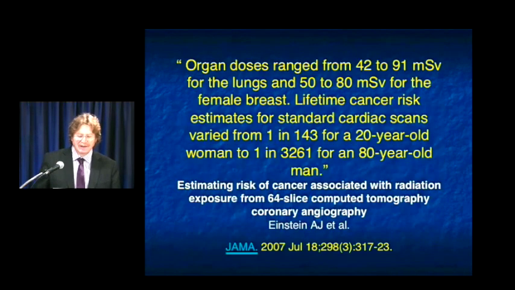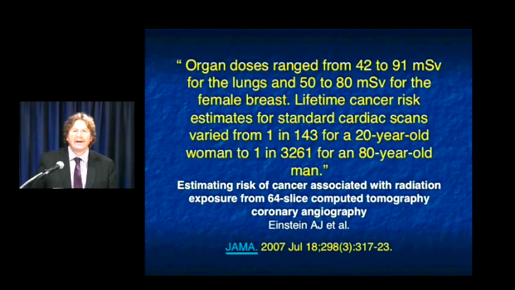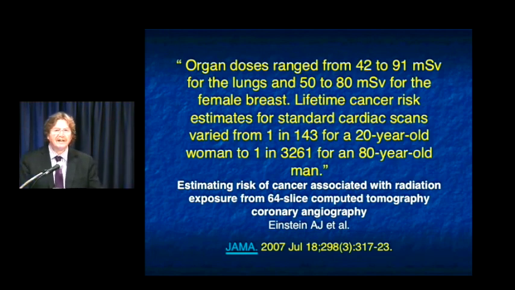But it was really in about 2007 that the real interest in radiation hit the public, I would guess. We always knew that we were trying to minimize the radiation dose, but in 2007 there were two articles that really impacted everything we do. This article by Einstein: organ doses range from 42 to 91 millisieverts for the lungs and 50 to 80 millisieverts for the female breast. This was looking at coronary CT angiography.